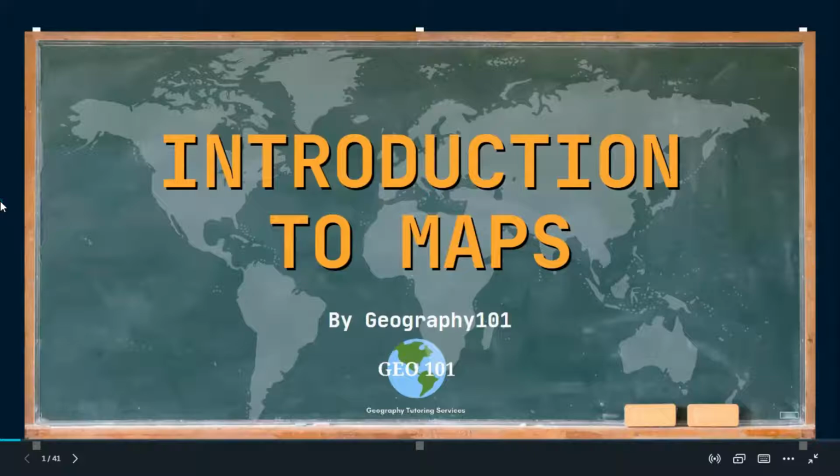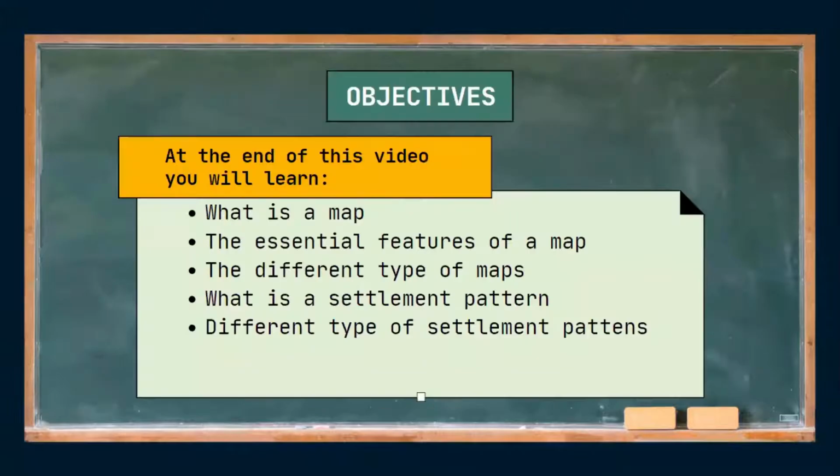Okay, so welcome back everybody to Geo 101, and in today's video we will be discussing maps. We will be given an introduction to maps. So things that we'll be discussing in this video are: what is a map, the essential features of a map, the different types of maps, what is a settlement pattern, and the different types of settlement patterns.